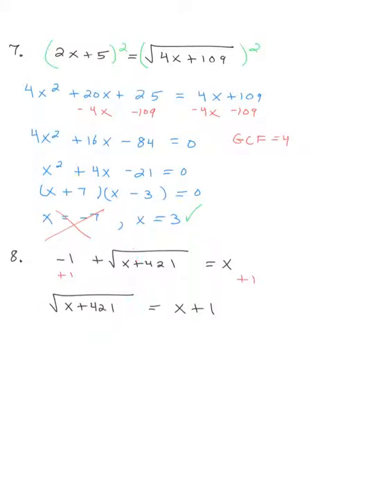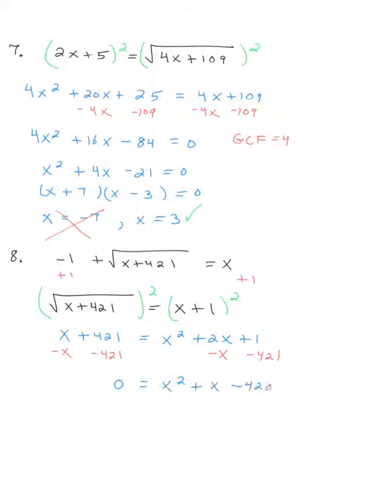All right, now that we've done that, I'll square the left and the right. The left side's very simple. We just get x plus 421. That's equal to x squared plus 2x plus 1. I will now subtract x and 421 from both sides. Okay, 0 is equal to x squared plus x minus 420.